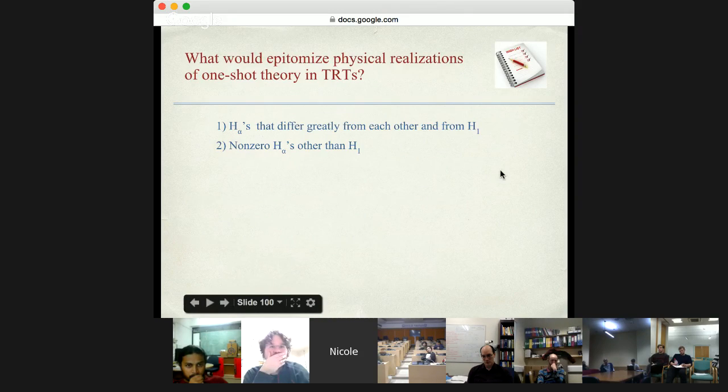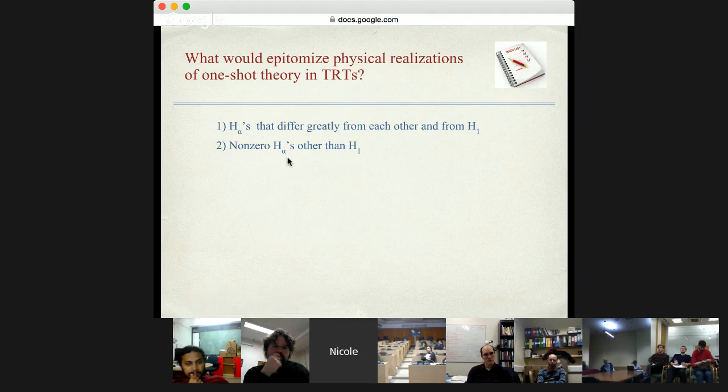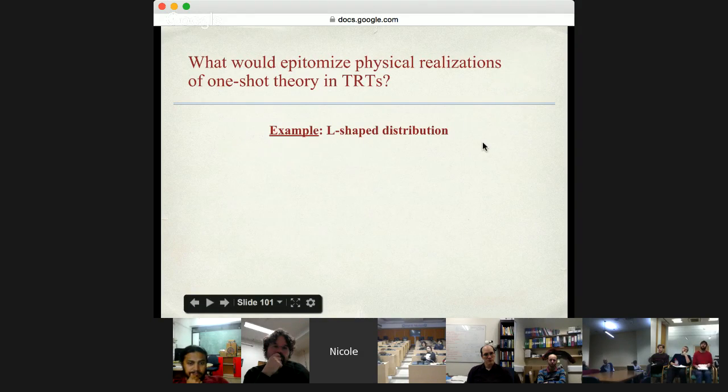So now that we've talked about one-shot effects, what are some of the ones that we might want to realize physically? Or what does it mean to realize them physically? First, we'd like to see signatures of one-shot entropies, such as the Renyi entropies, that differ a great deal from each other, and also from the Shannon entropy or von Neumann entropy. In particular, we would like for some of those one-shot entropies to be non-zero, so that we could observe their signatures. Here's an example of what I mean.